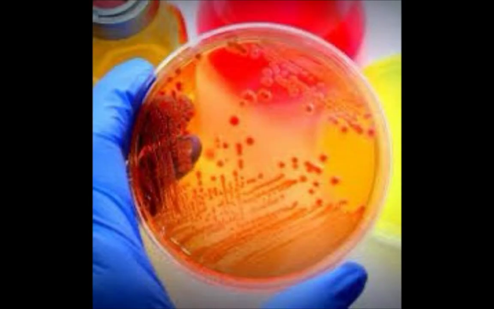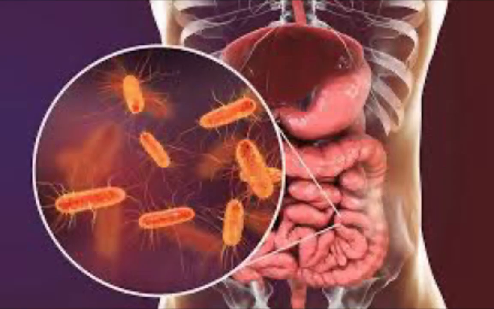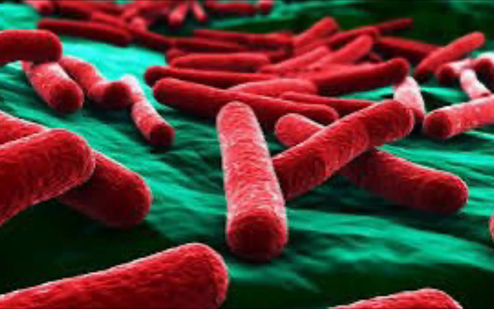E. coli is a bacteria that commonly lives in human and animal intestine. It is a gram-negative, rod-shaped, and facultative anaerobic bacteria, and this organism was first described by Theodore Escherich in 1885.